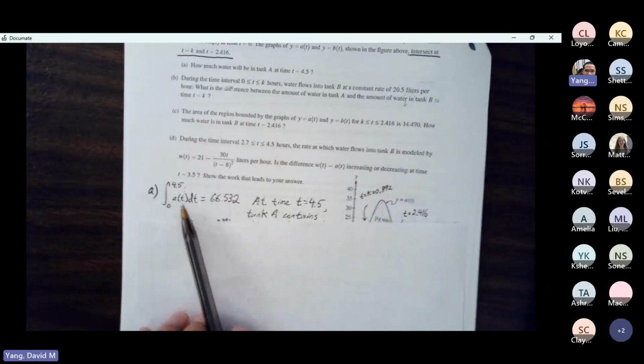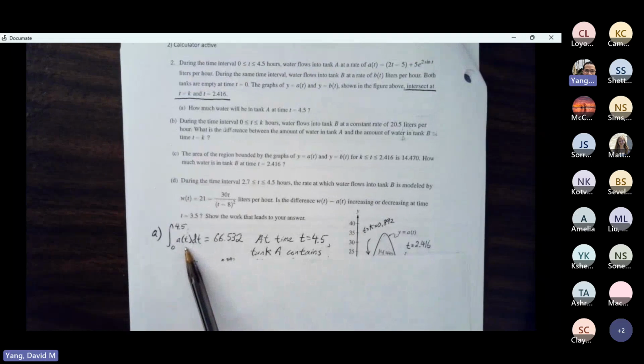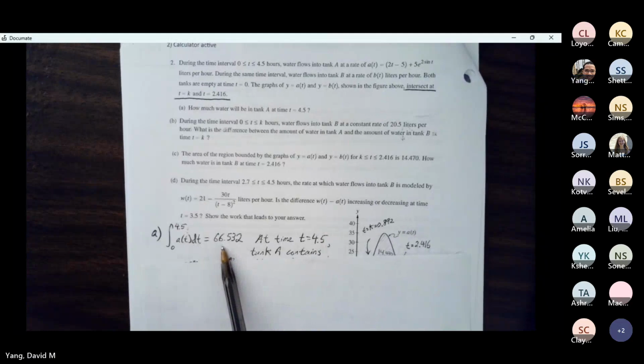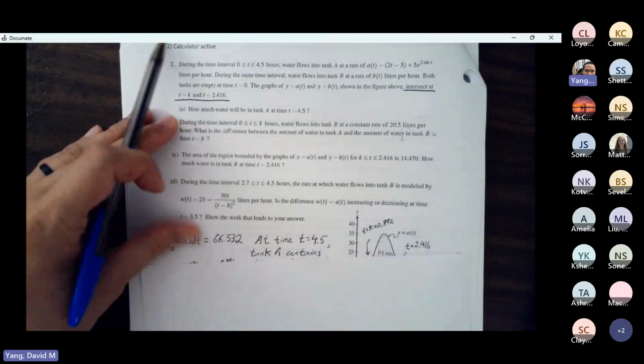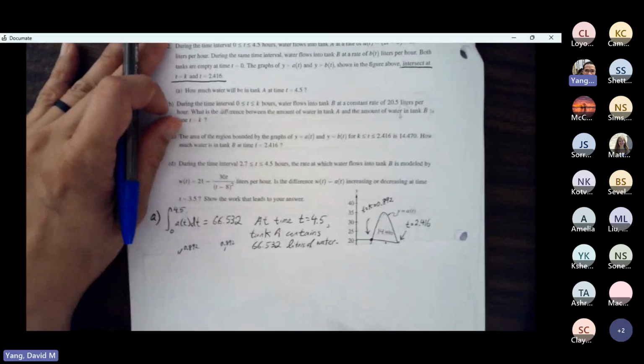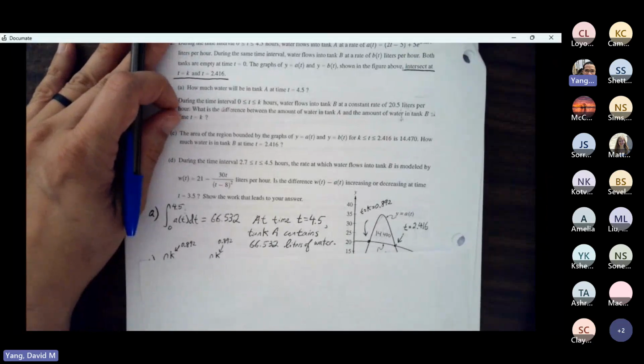So we just make our calculator do the work for us. The integral from 0 to 4.5 of A of t is 66.532. So by the time it reaches 4.5 hours, tank A would have collected 66.532 liters of water.